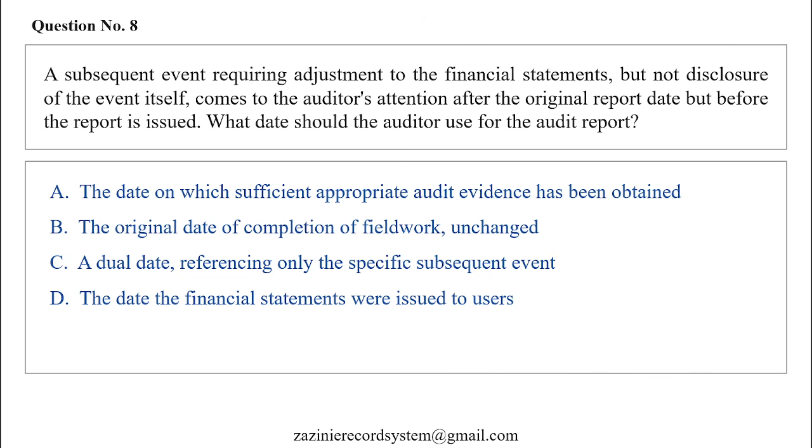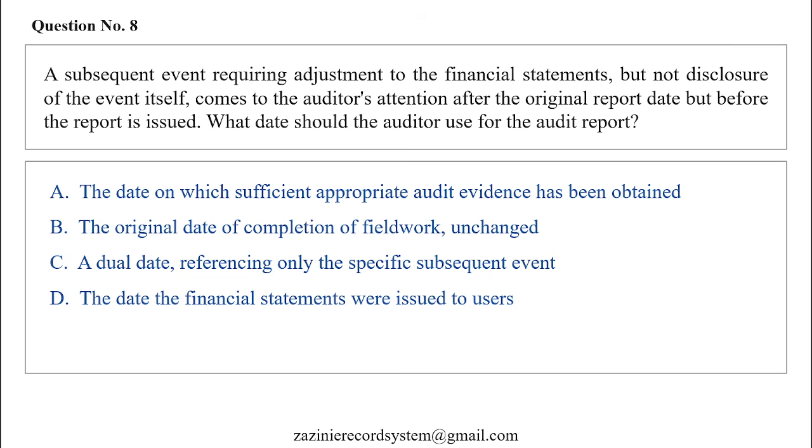Question number 8. A subsequent event requiring adjustment to the financial statements, but not disclosure of the event itself, comes to the auditor's attention after the original report date but before the report is issued. What date should the auditor use for the audit report?